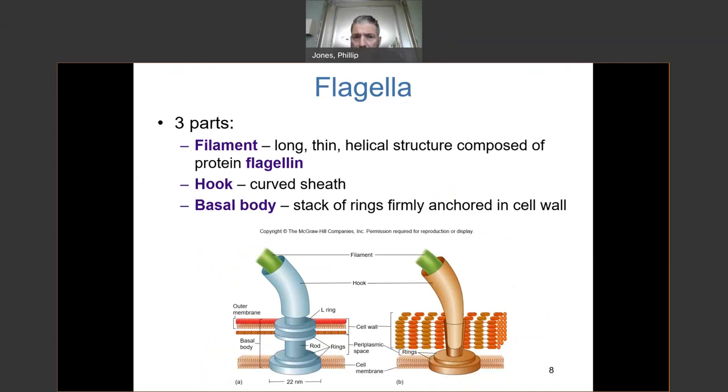You see it. The hook is the curved surface. All right. The basal body is important. It's really how it attaches, and they all attach in the cell membrane. We're going to see gram positive and gram negative coming up here.